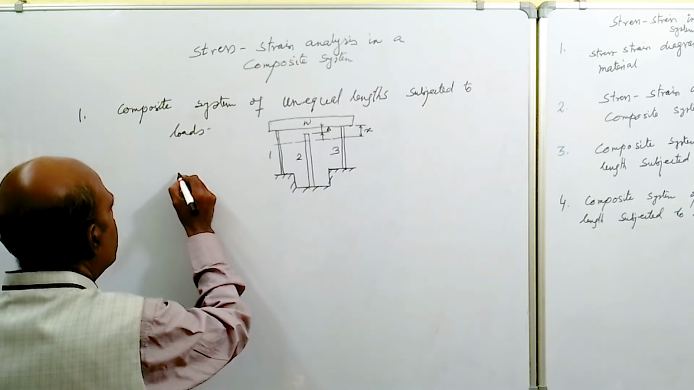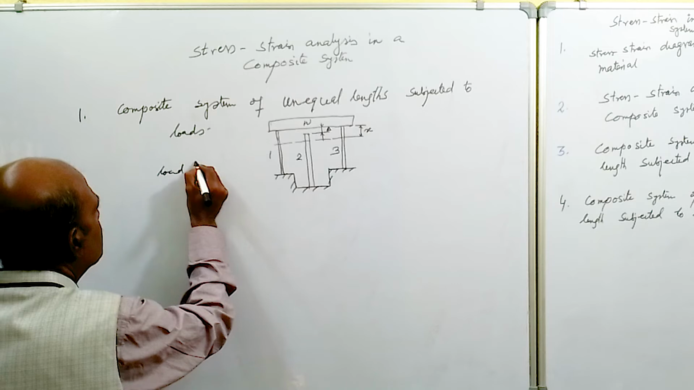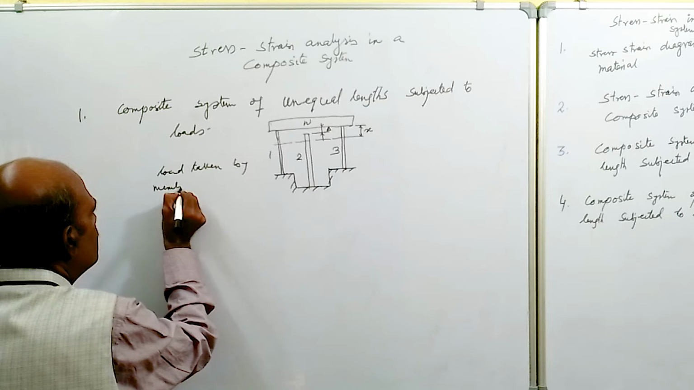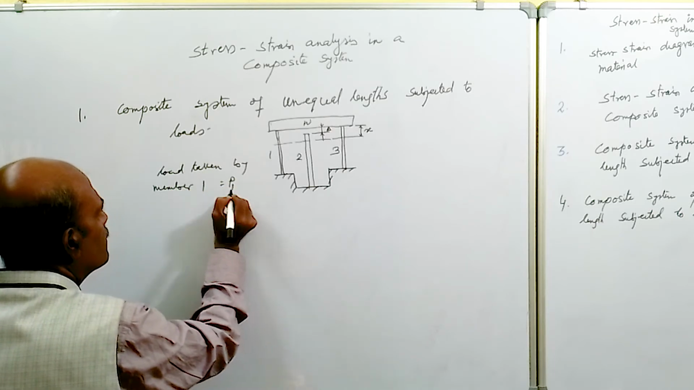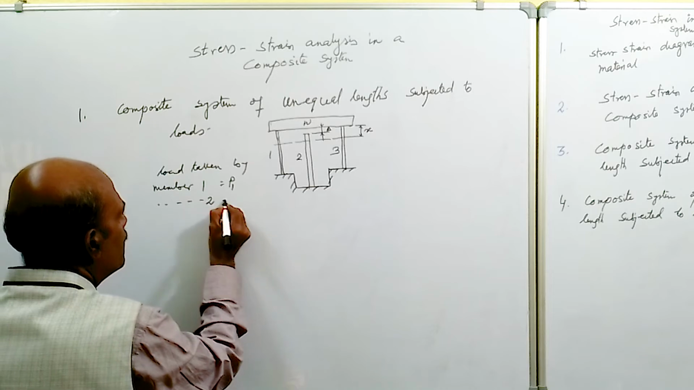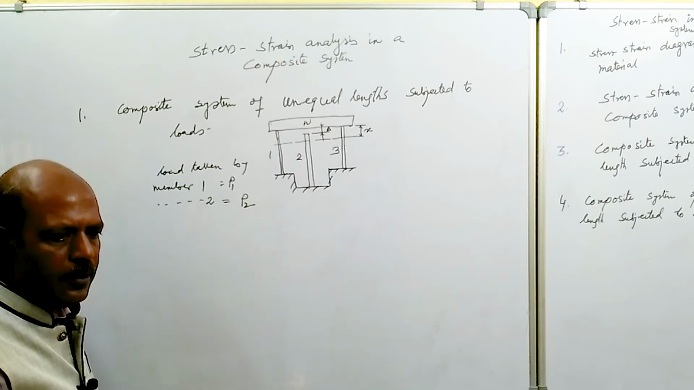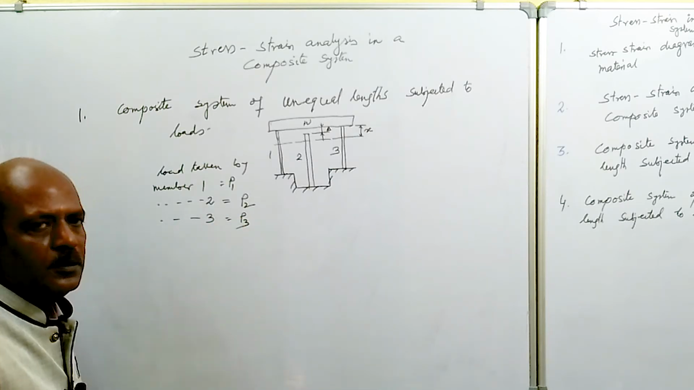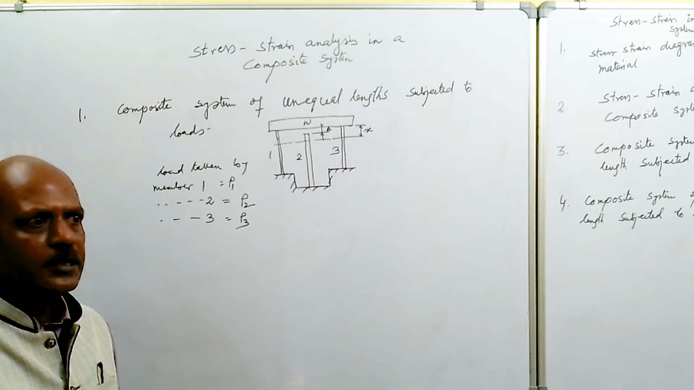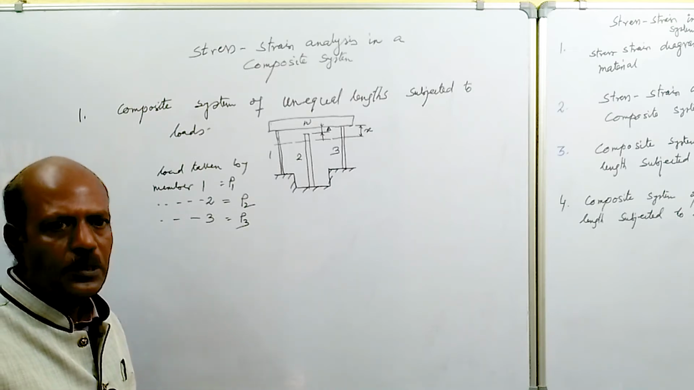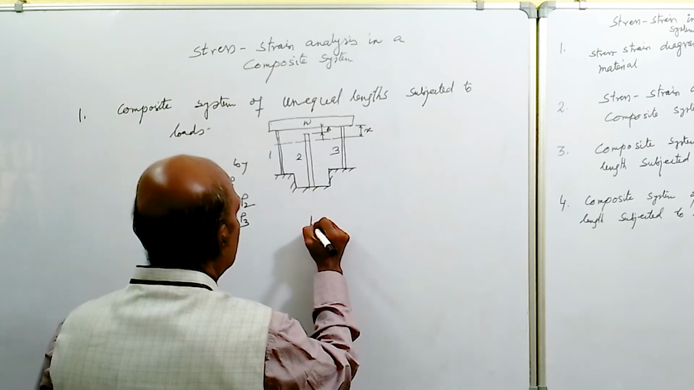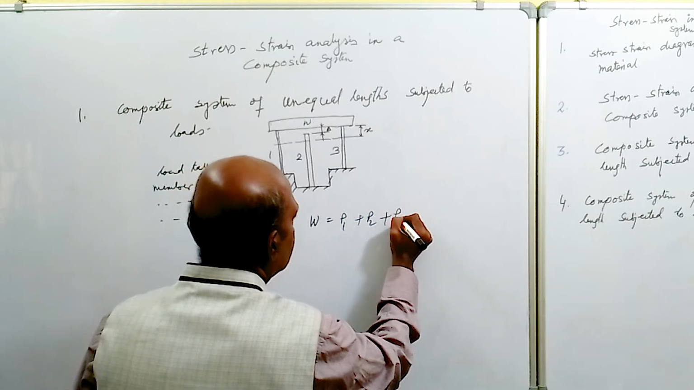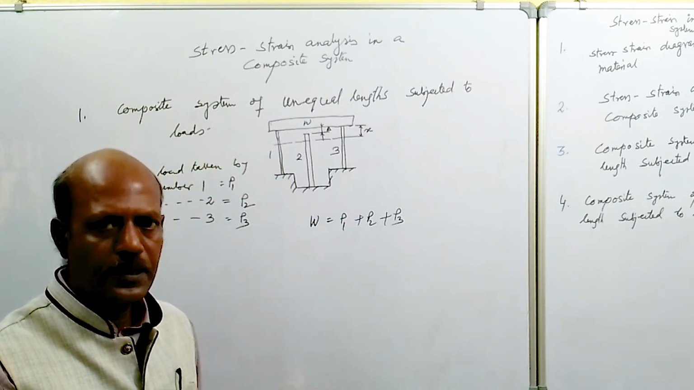So considering the load taken by member 1 is equal to P1, the load taken by member 2 is equal to P2, and the load taken by member 3 is equal to P3. So the load taken by the 3 members is given by P1, P2 and P3. We can write W is equal to P1 plus P2 plus P3. That is the equation of equilibrium.